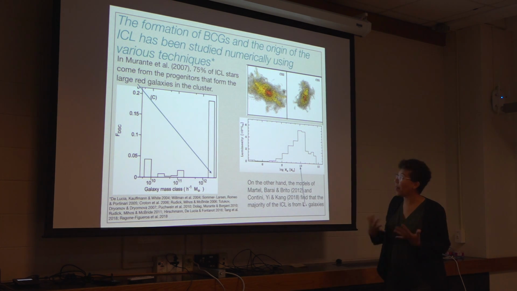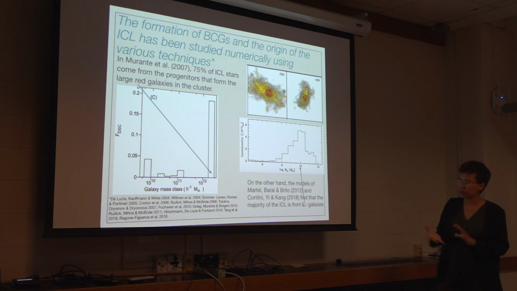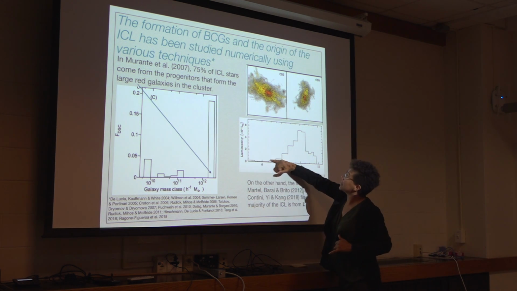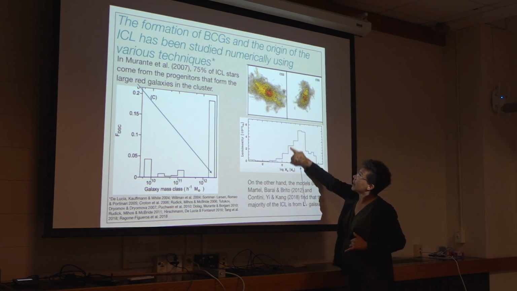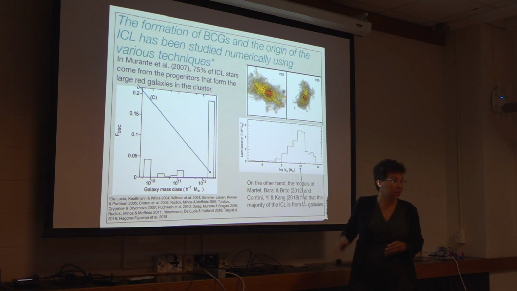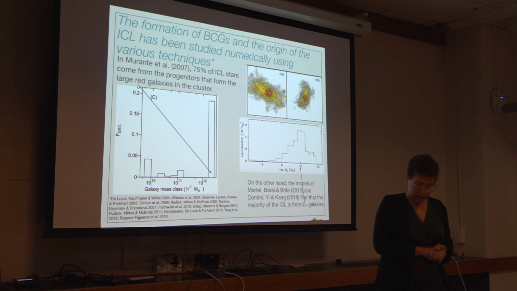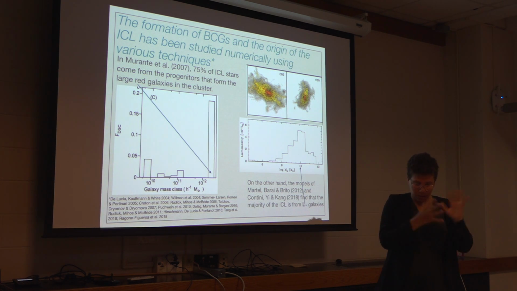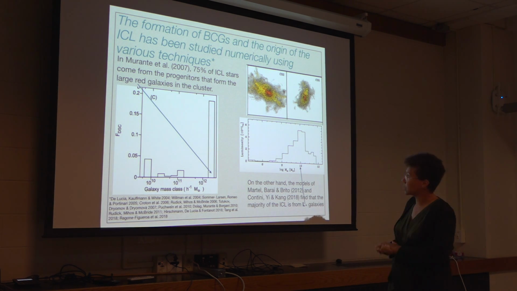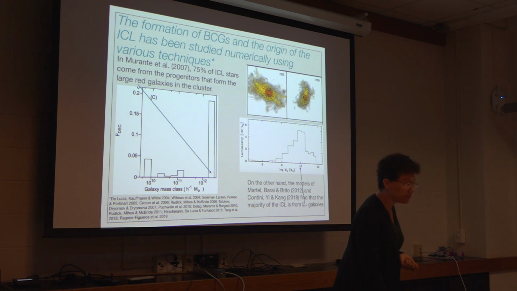However, on the other hand, other models that look at the ICL, like those of Martel and Contini, suggest that most of the ICL luminosity instead comes from L star galaxies. So that's really different there. Is the ICL coming from LRGs, large red galaxies, or from L star galaxies?